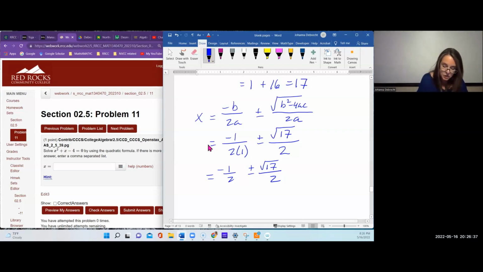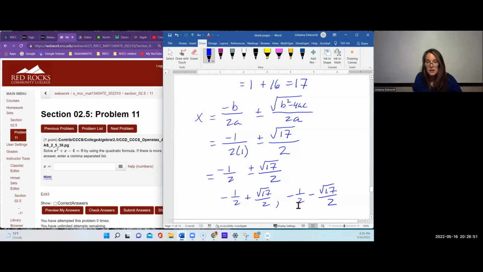This again gives you two different numbers: -1/2 plus the square root of 17 divided by 2, and -1/2 minus the square root of 17 divided by 2. Notice that the sign of the 1/2 does not change. It's always the opposite of b over 2a.